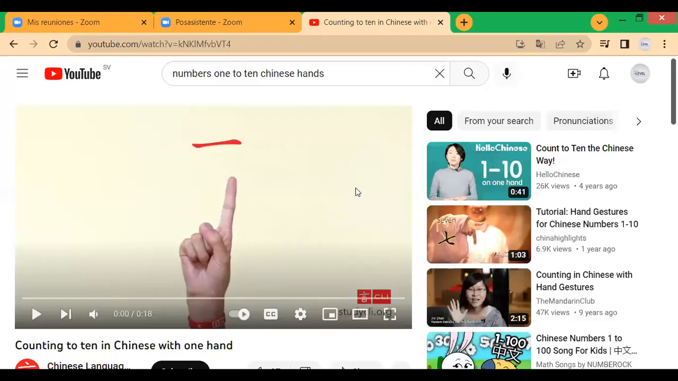Now, in China, how do they use their hands? We start like this: 1, 2, 3, 4, 5, or 1, 2, 3, 4, 5. Now let's see how they do it in China.